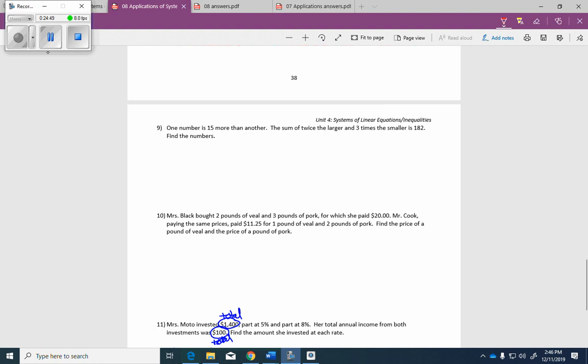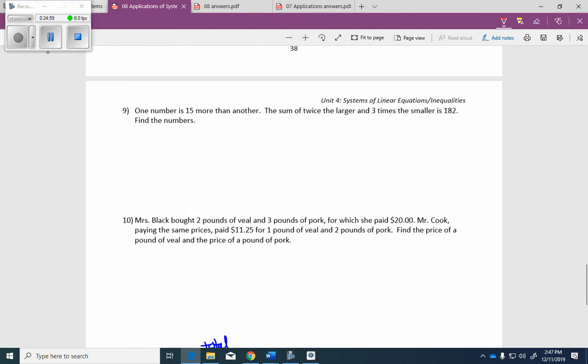Finally, our last question. So one number is 15 more than another. The sum of twice the larger and 3 times the smaller is 182. Find the numbers. All right, so I'll let x equal, I don't know, the larger, and y is the smaller.